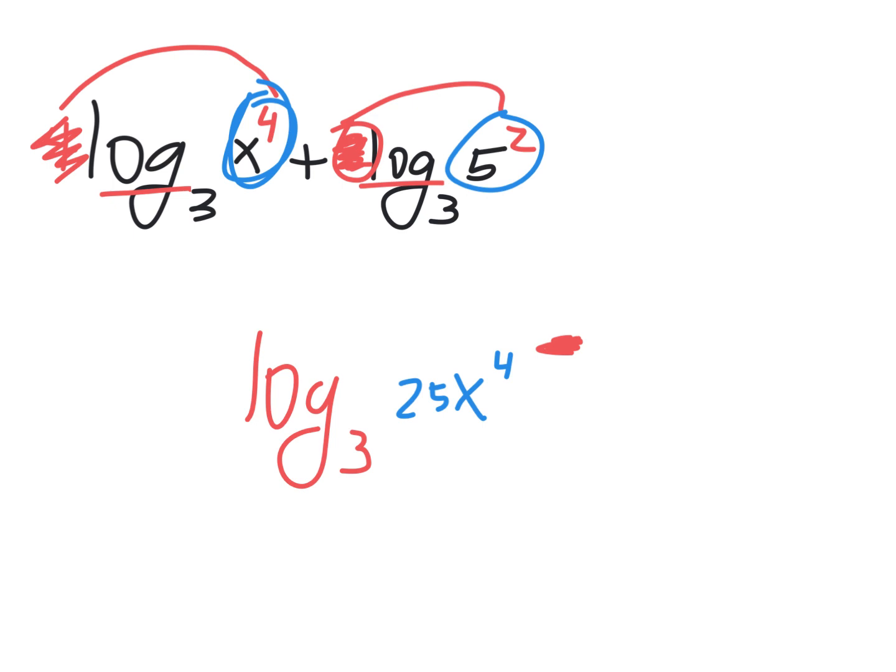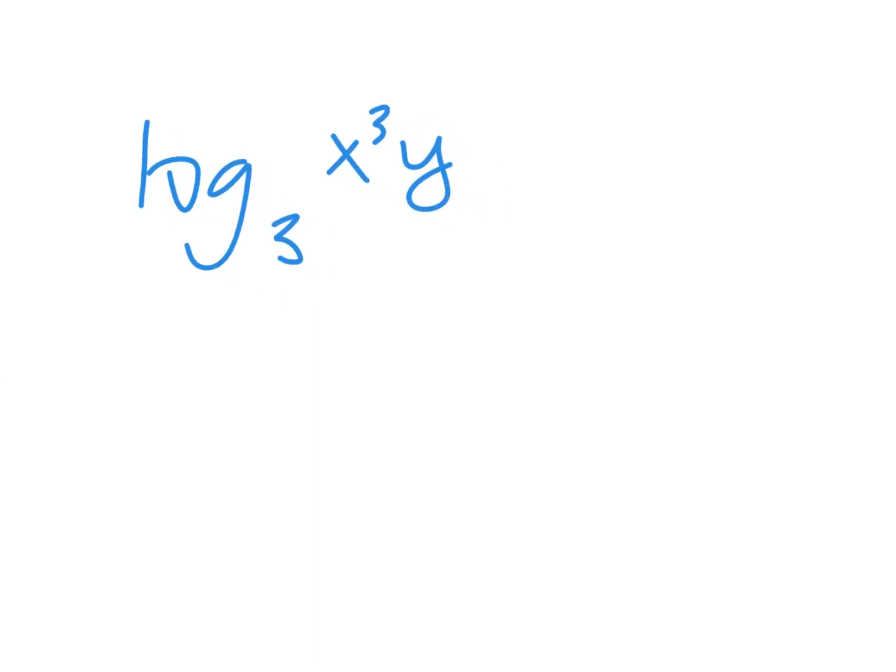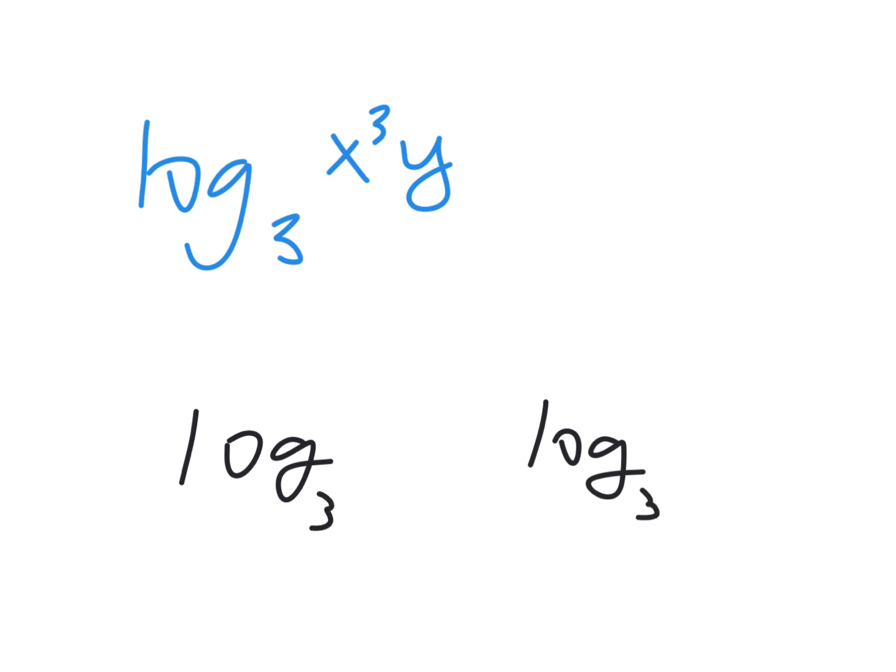But here's the little side note. What if I start with one that's all condensed, log base 3 of x to the 3rd y, and I want to expand it? Well, then I make 2 logs out of it. Log. And what base do you think they will be? 3. Base 3. And then I just have to split this up. X to the 3rd here and a y there. You see how I'm making it into 2 logs? This got broke into 2 parts. And then what's missing in between the 2 things? Plus. That is called expanding.